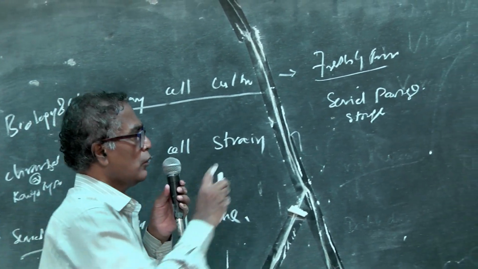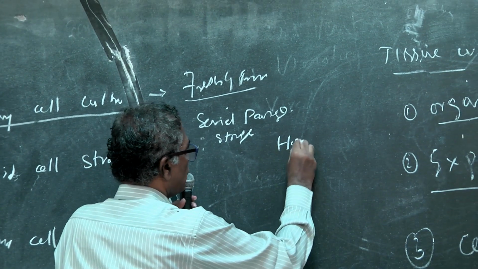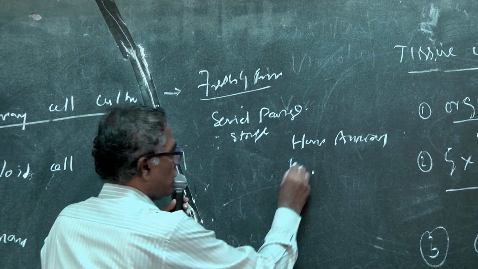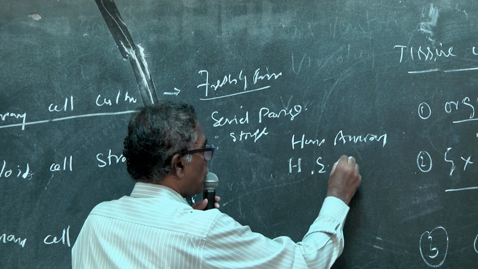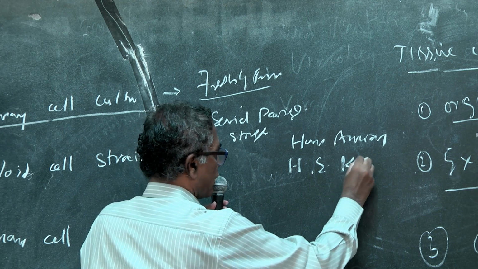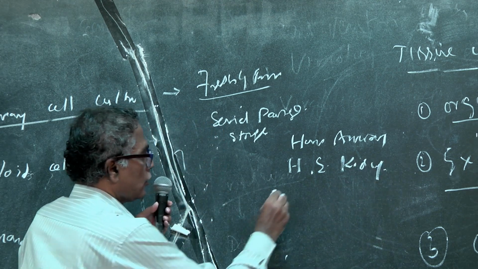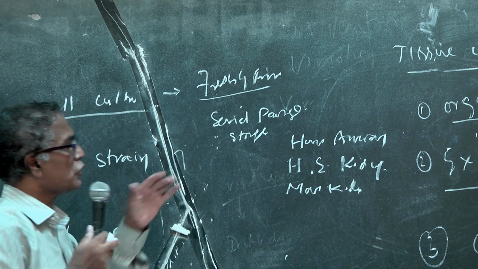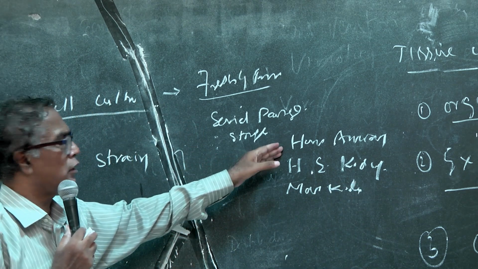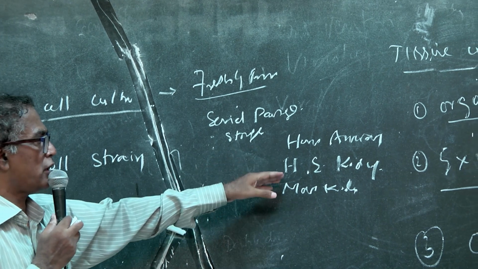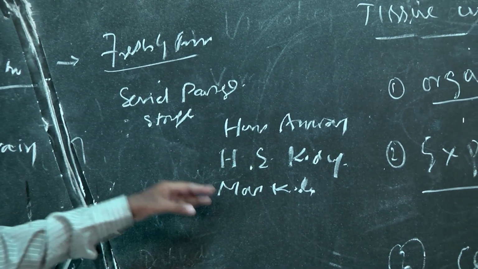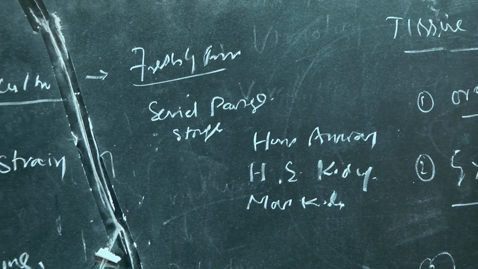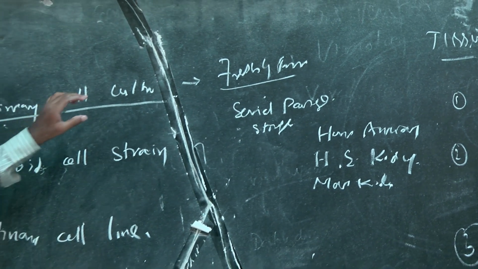For example, the tissues from the human amnion or human embryo kidney are taken, or monkey kidney. So tissues directly from a fresh sample from the human amnion, human embryonic kidney or monkey kidney are taken, and this is useful for the primary isolation and vaccine production. This is primary cell cultures.